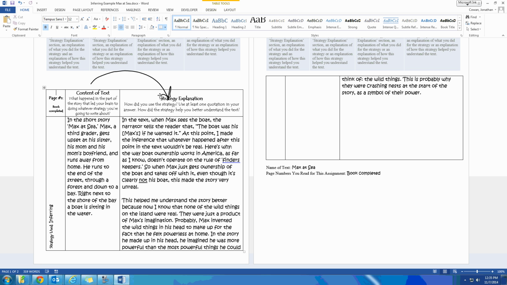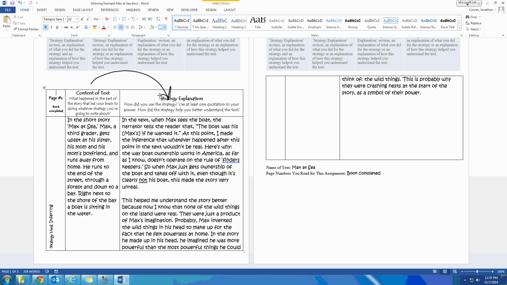Here's why. The way boat ownership works in America, as far as I know, doesn't operate on the rule of finders keepers. So when Max just gets ownership of the boat and takes off with it, even though it's clearly not his boat, this made the story very unreal. So this is an inference I made: it's not real, because you don't just get a boat for looking at it, like it happened in the story. So how did it help me understand the story?